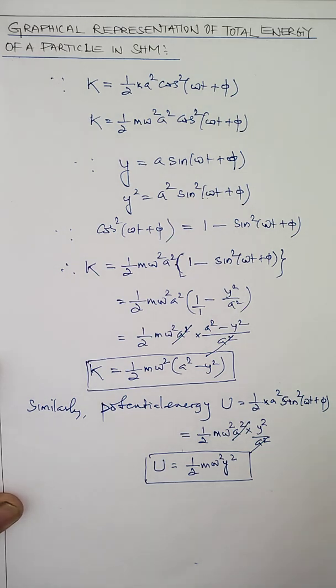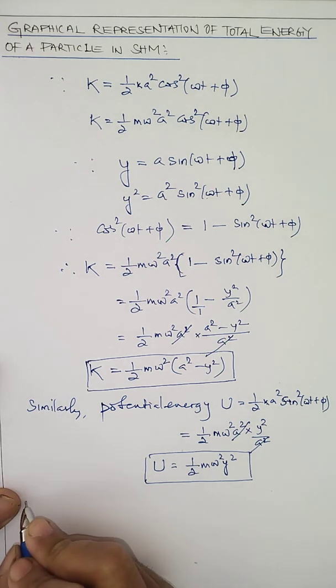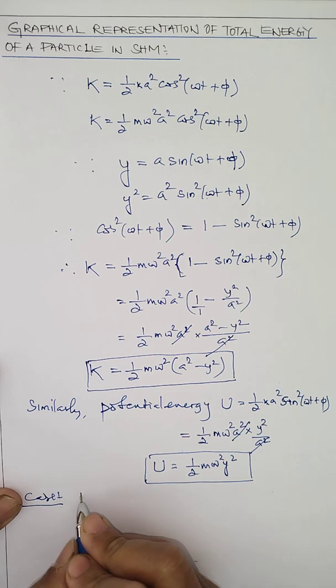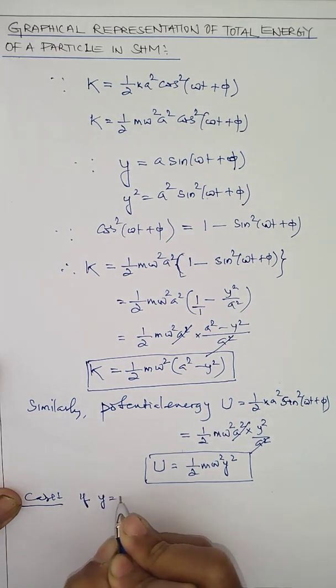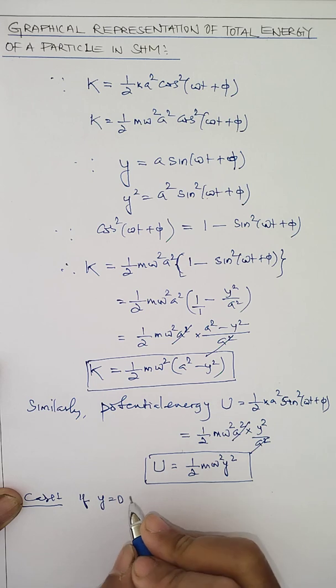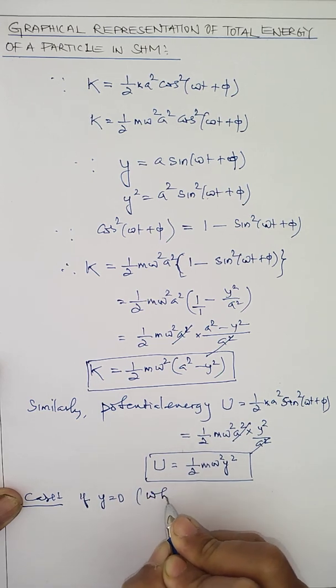Now we do the graphical representation of total energy, in terms of kinetic energy and potential energy. So for that, let me do case 1. If I take y equals 0, displacement 0, remember, the particle is in which position? Equilibrium position. This is when the particle is at equilibrium position.